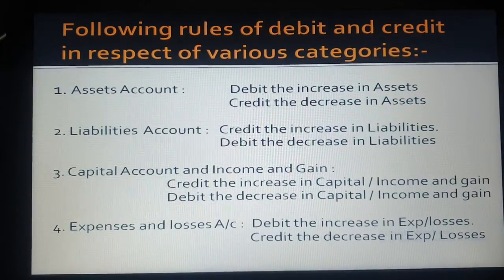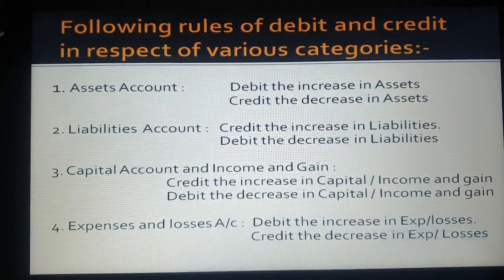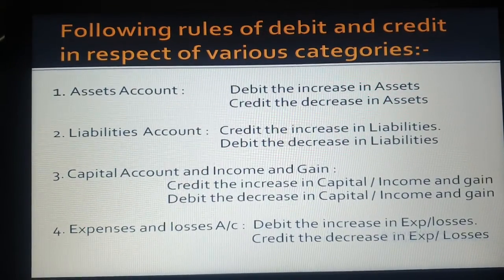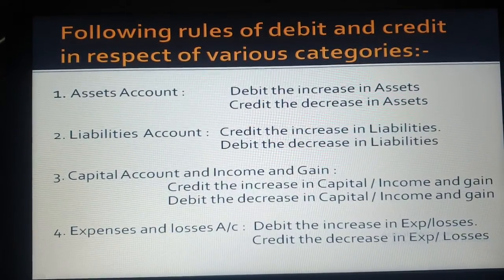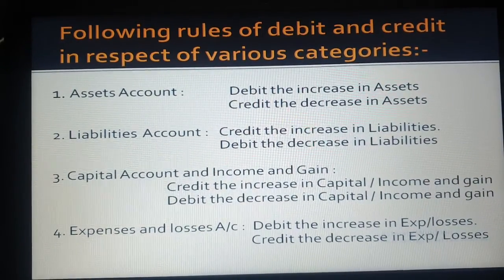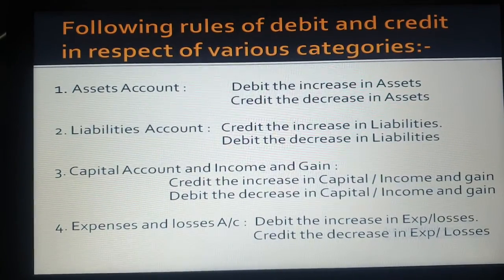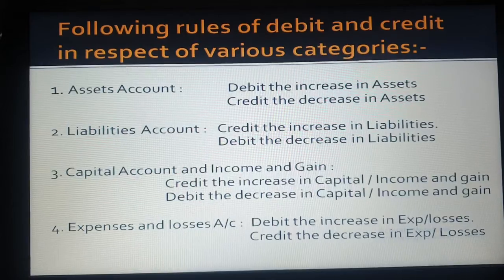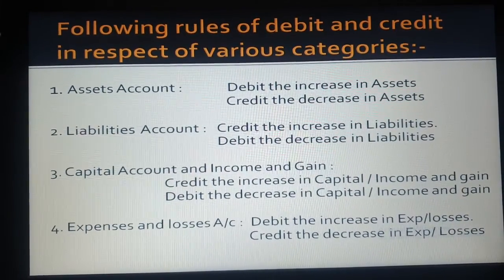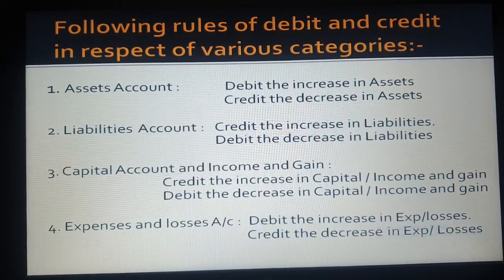Now talk about the third, that is capital account and income and gain account. So first let's discuss the capital account. Capital is again a liability, and it is an internal liability. And what do you mean by internal liability? Which belongs to the owner. That is, capital which is invested by the owner, and that capital is a liability for the business which is to be repaid by the business to the owner. So again capital is a liability, and which liability? Internal liability. So in the case of capital account, the same rule of liabilities will be applicable.